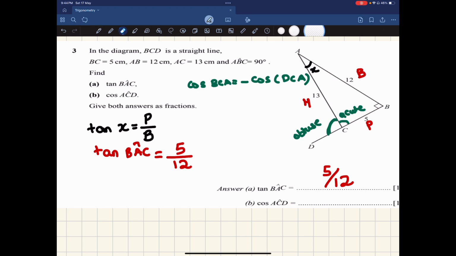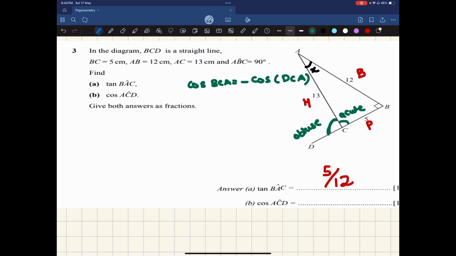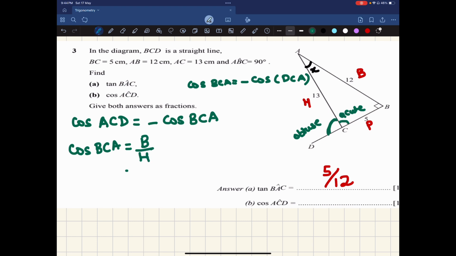Okay, so cos of ACD will be equal to negative cos of BCA. Now what is cos of BCA? Cos of BCA will be B over H, right? So what is base? Base is 12, hypotenuse is 13. So cos of BCA is 12 over 13, and the cos of the respective obtuse angle would be 12 over 13, but with the negative sign. So negative 12 over 13.